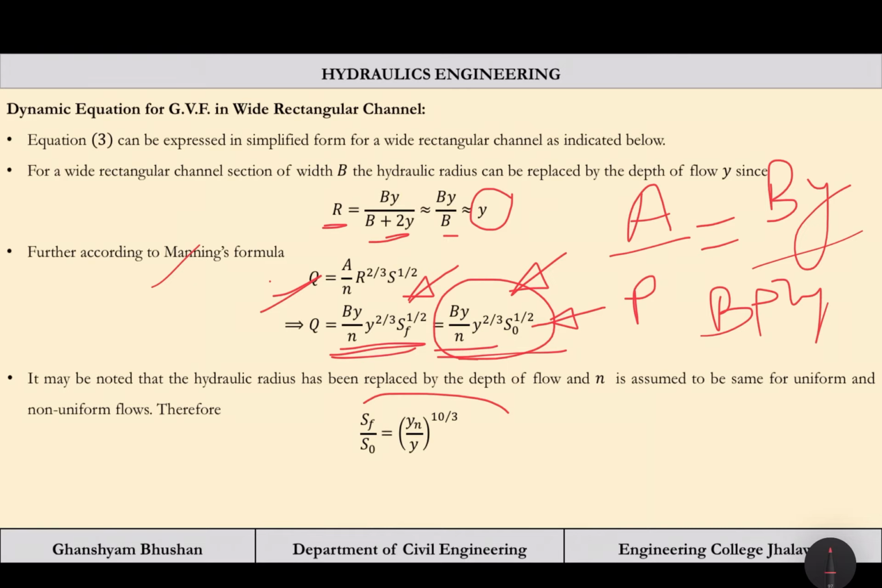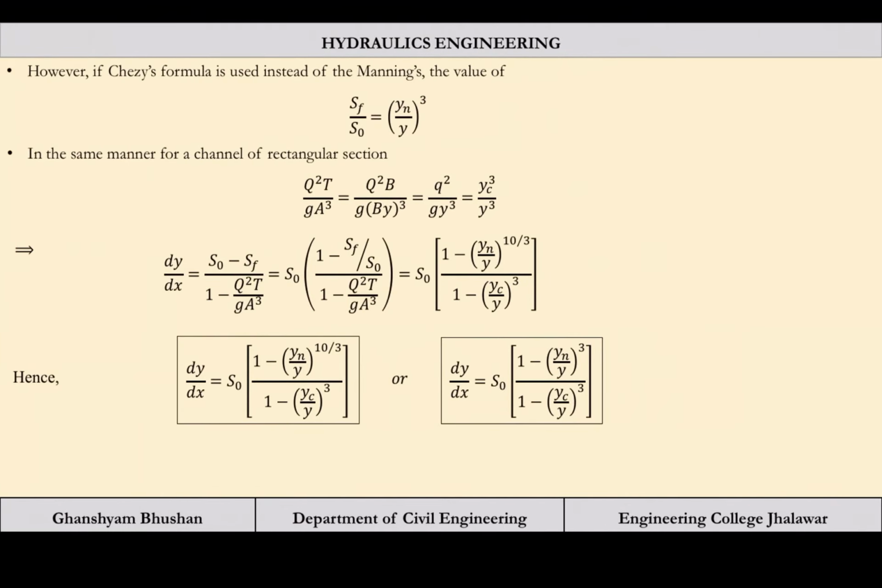So now if we take the ratio of SF by S naught, we can replace and we can write it as yn by y raised to power 10 by 3. This is a simplification, you just have to do it. And one more assumption is there: n is assumed to be the same for uniform and non-uniform flow. Generally n is a property of the material of the channel, so it is anyway going to be constant, but still if we are making some assumption, it is prescribed to write that assumption so that the examiner will not get confused.